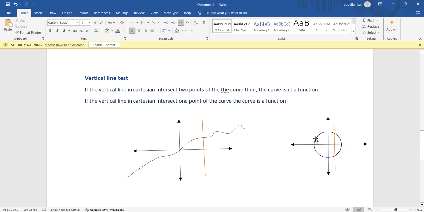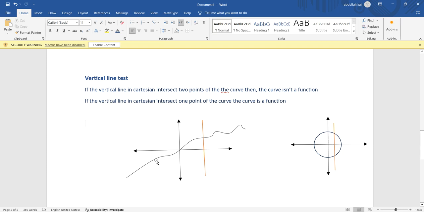So this circle, or this curve, isn't a single function. 2 points are intersected here, so there are two functions, not one function. There are two functions because there are 2 points intersected here.